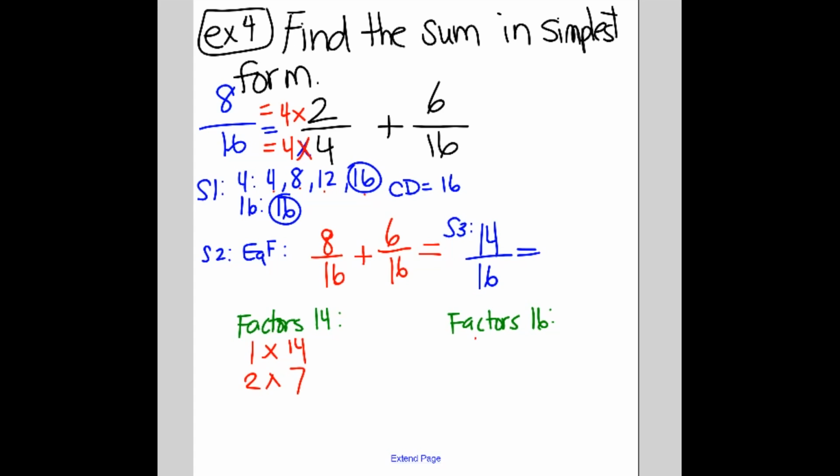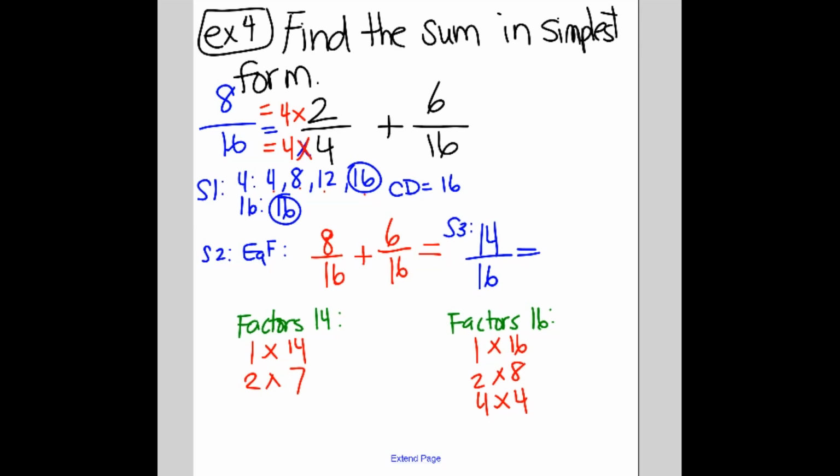Let's do 16. 1 times 16 equals 16. 16 is also even, so 2 times what gives me 16? 2 times 8 gives me 16. So that works. 3 times anything give me 16? Nope. What about 4? 4 times 4 gives me 16. What about 5? No. 6? No. 7? No. 8? We already have it. 9? No. 10? No. 11, 12, 13, 14, 15? No. And we already have the 16.